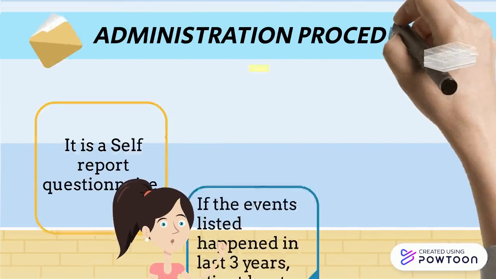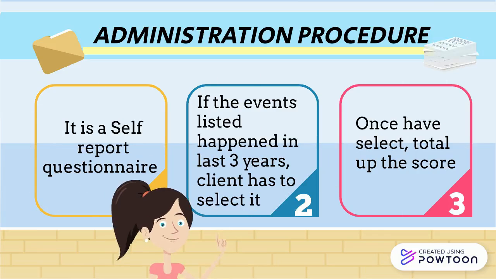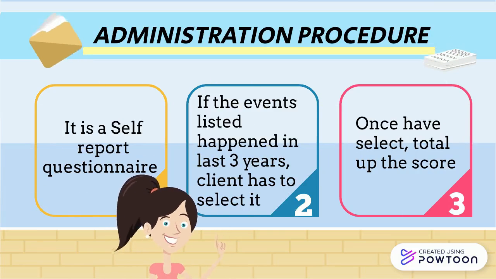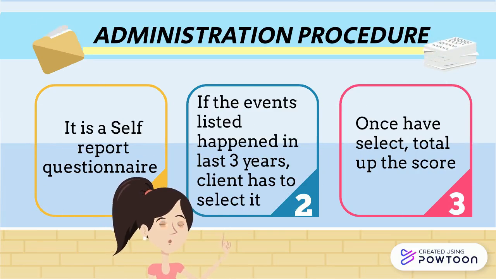Administration procedure. It is a self-report questionnaire, so the questionnaire must be answered by the client themselves. If the listed event happened in the last 3 years, the client has to select it. Once they have selected the events, the examiner should total up the score.